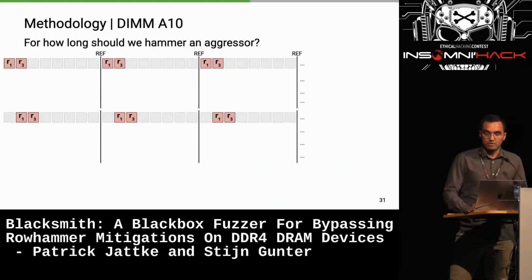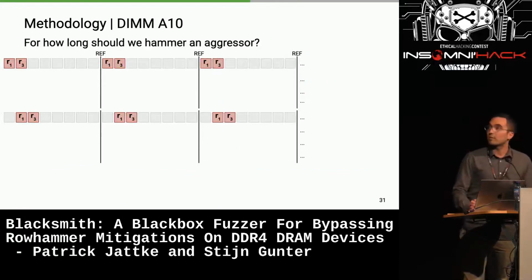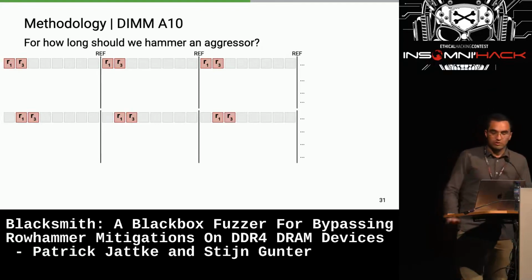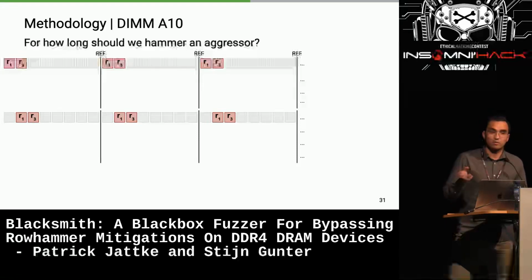Based on that, we constructed a next experiment. We wanted to know for how long we should hammer an aggressor. So as I mentioned before, this Rowhammer phenomenon is based on leaking charges. So if you hammer a longer time, you will leak more charges and you will see more bit flips. But at some point, if you hammer too much, it might be that you get caught by the mitigation. And that's why we wanted to know for how long should we hammer an aggressor.